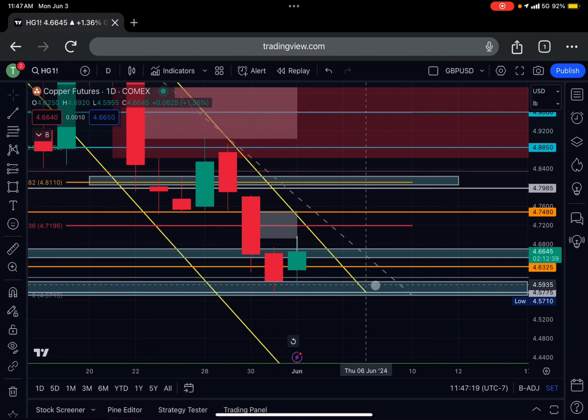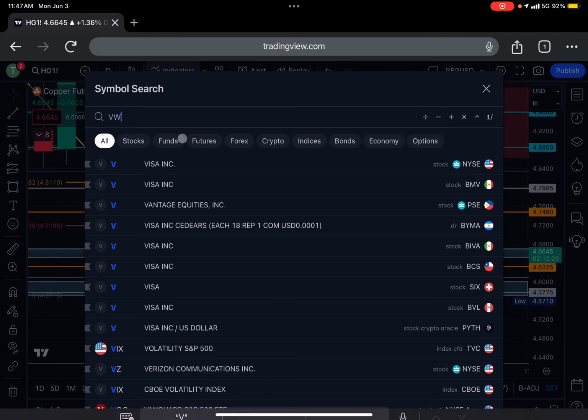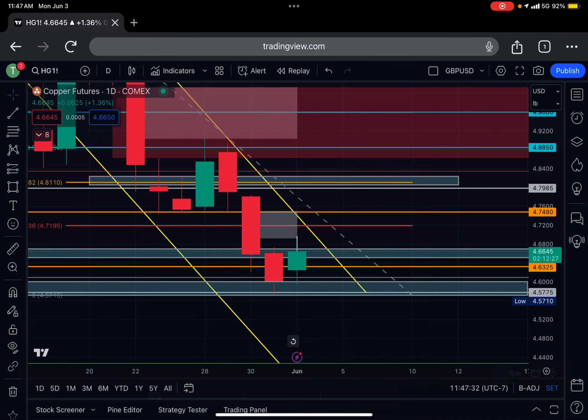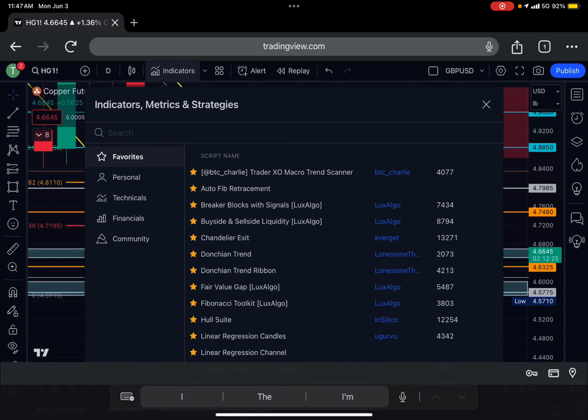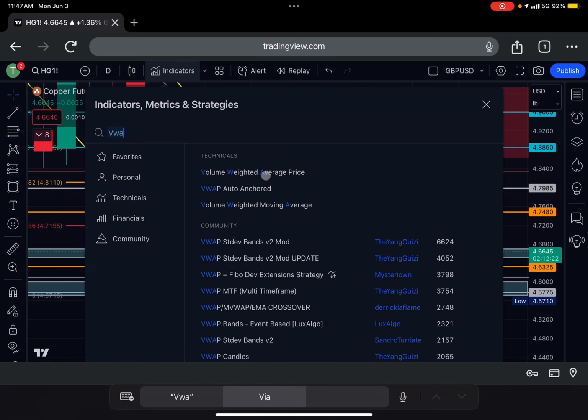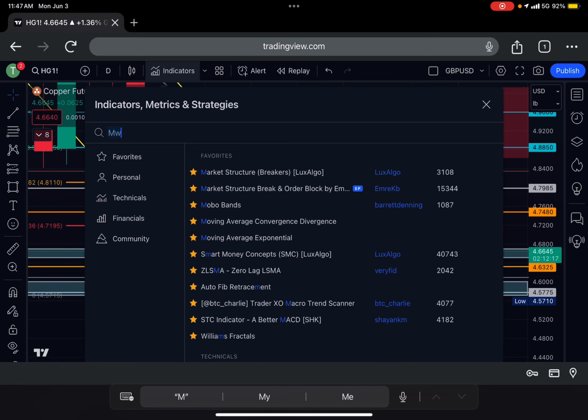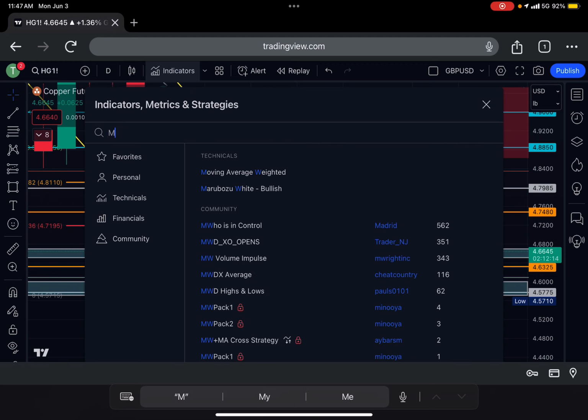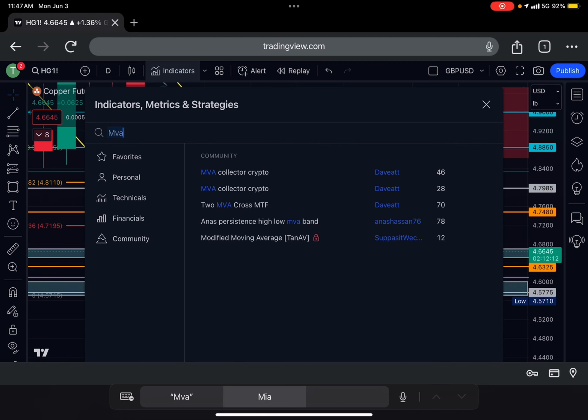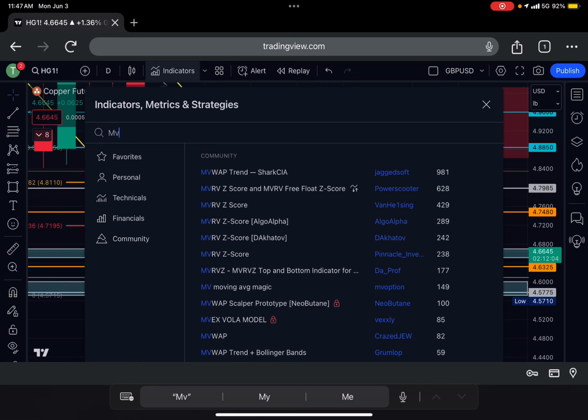Also use VWAP. VWAP is a very strong indicator. If you don't know what VWAP is, you can look it up. It's volume weighted average price, and it's very good too. There's also MVWAP, which should tell you what it really is.